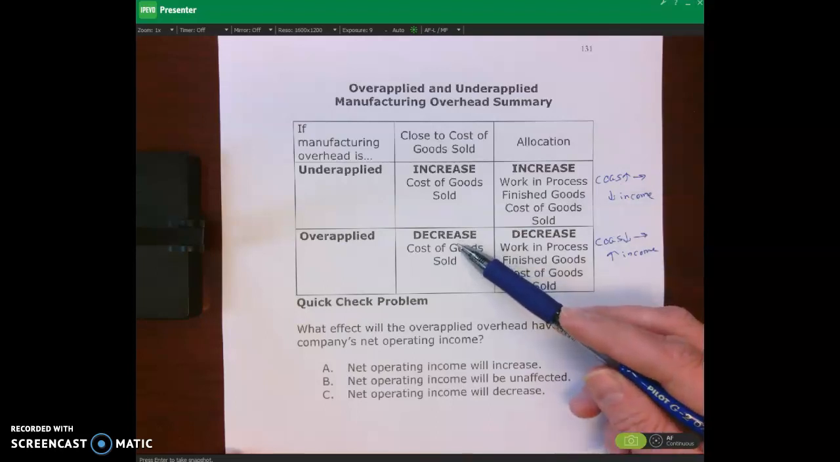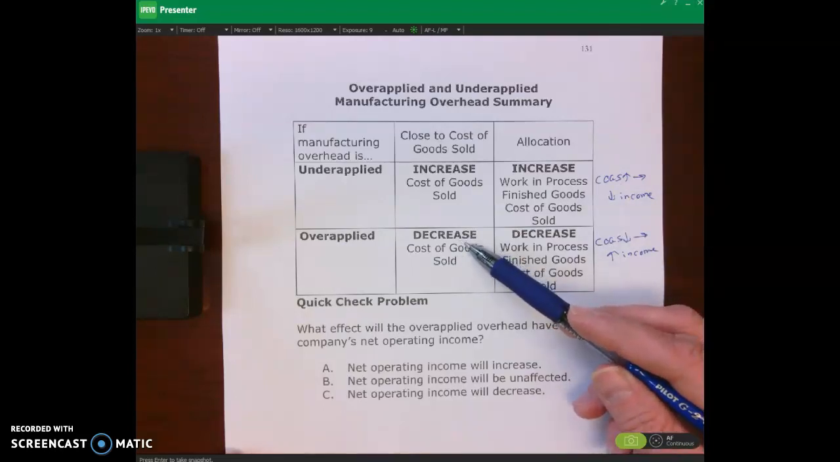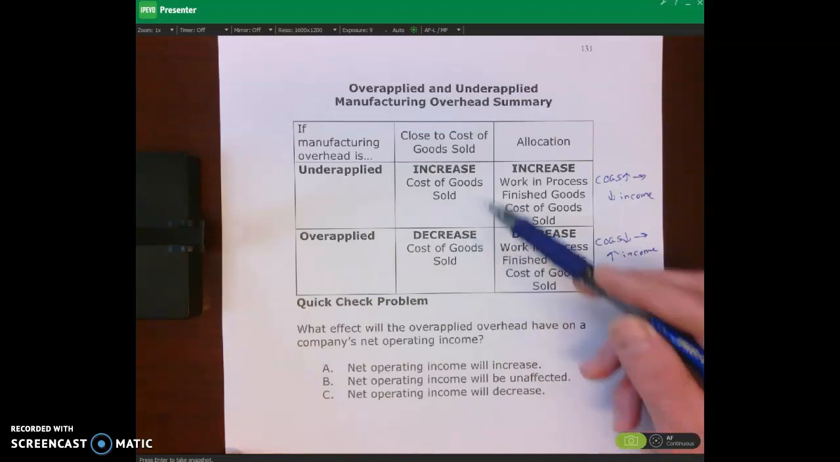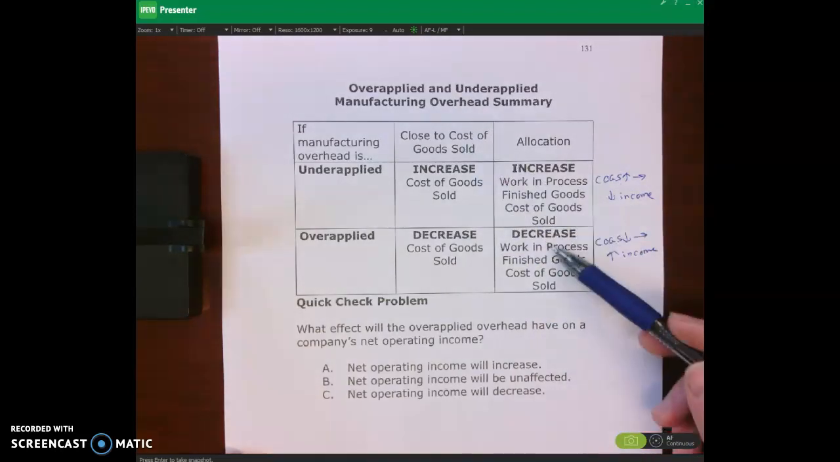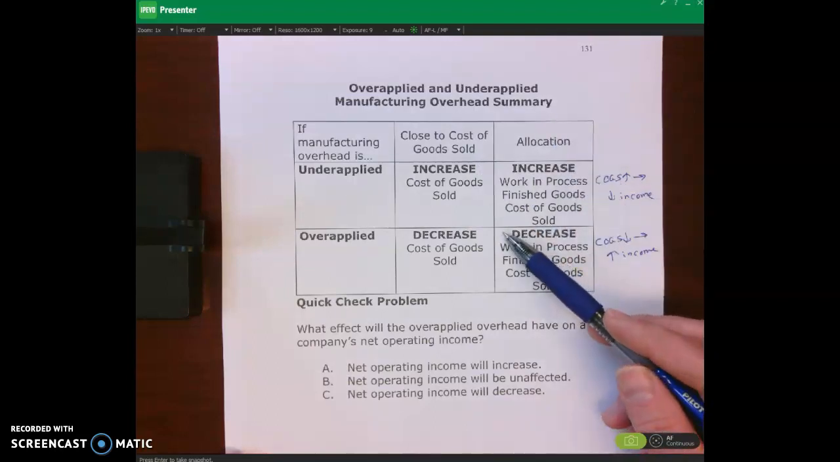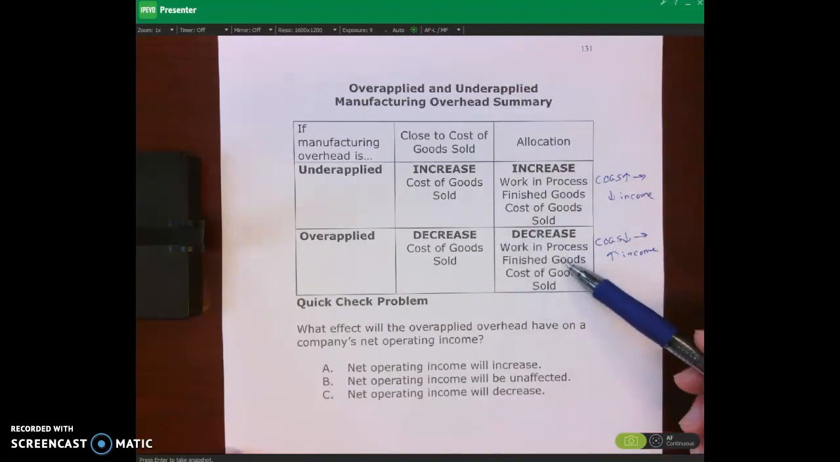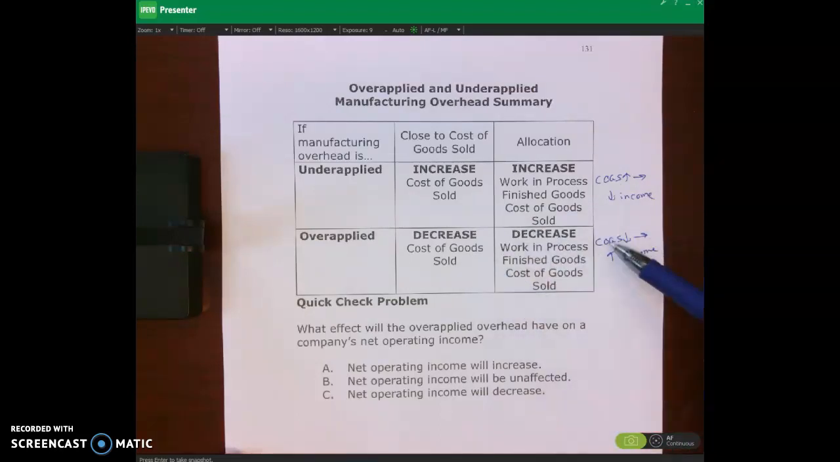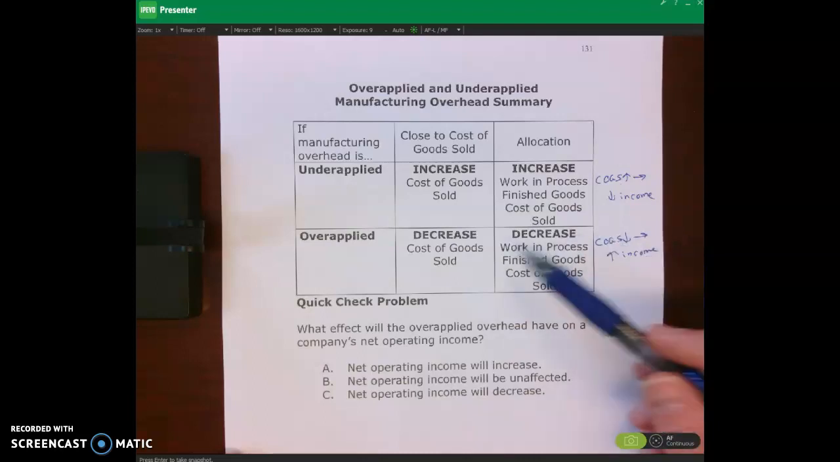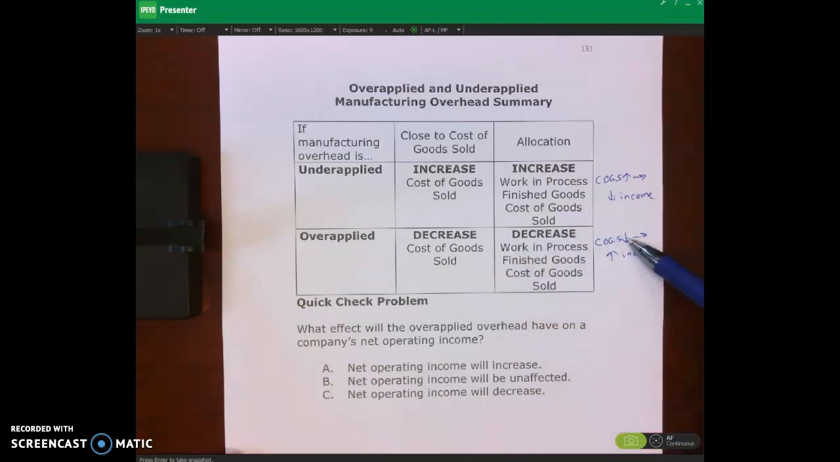On the other hand, if we have overapplied, that means we would debit manufacturing overhead and credit cost of goods sold if we close it all out to cost of goods sold. Or if we allocate it, it would be a debit to overhead, credit WIP, credit finished goods, and then credit cost of goods sold. In either case, we're crediting cost of goods sold, and that decreases cost of goods sold. Cost of goods sold is an expense, so therefore we are decreasing expenses. As expenses go down, income goes up.